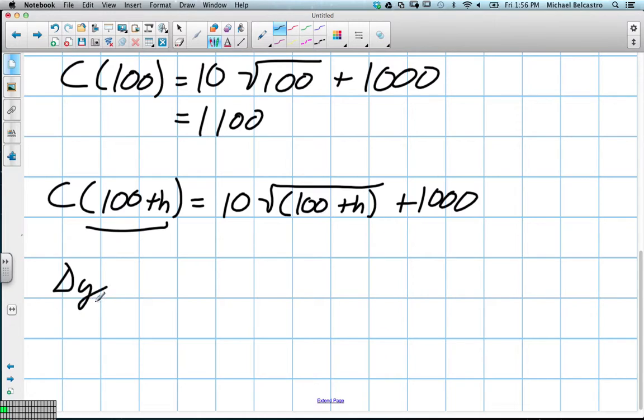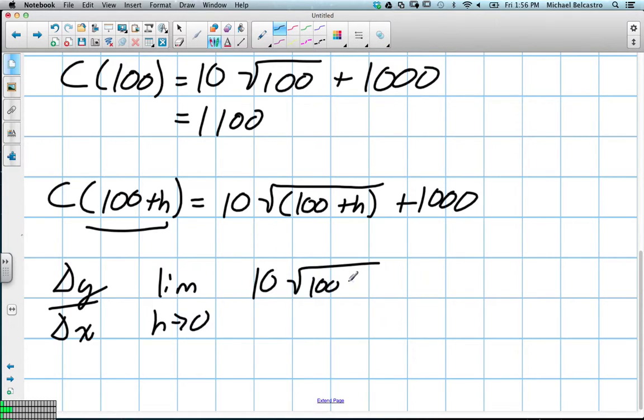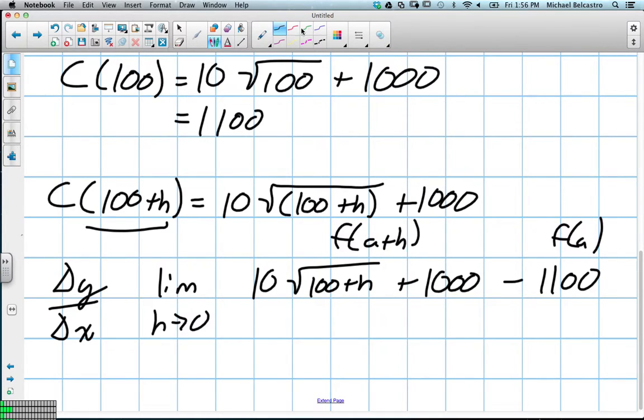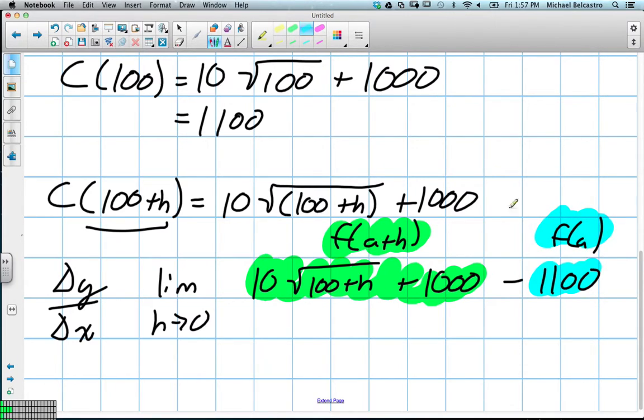So our change in y over our change in x, which is the limit as h is approaching 0, we'll plug it all in, becomes 10 root 100 plus h plus 1,000, subtract 1,100, which was our f at a, and this is our f at a plus h. I'll highlight those two so we can see exactly what we did. And this was our f at a, all over the value of h.